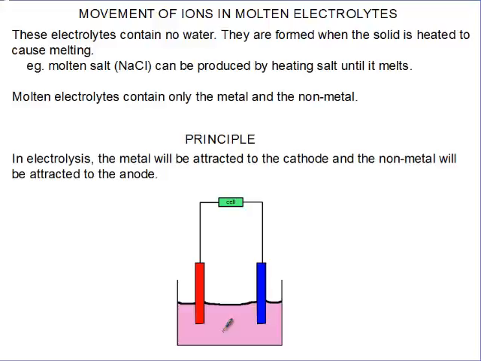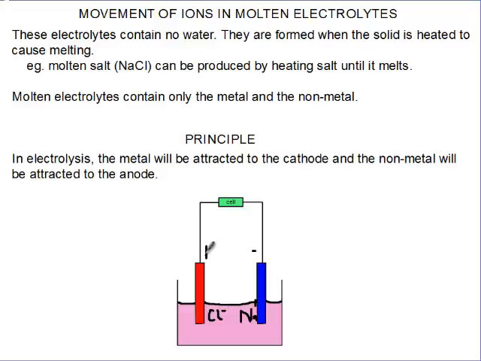Now the principle, as we saw in the previous slide, shows that the cation will go to the cathode. So the sodium will come here. The cathode is a negatively charged electrode. The sodium in the sodium chloride will come here. The chlorine ions will come here.